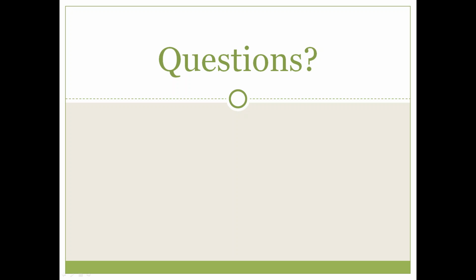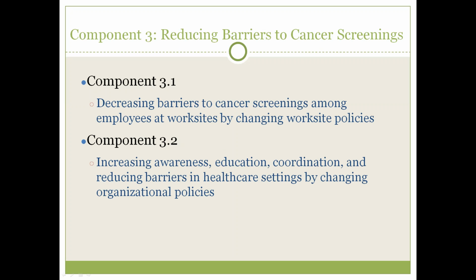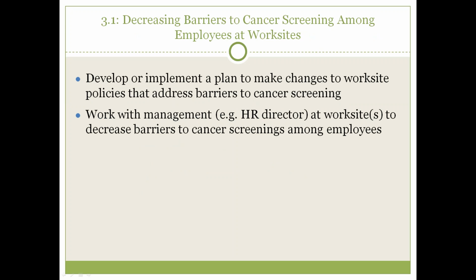Okay, I'm going to continue. Component 3 is reducing barriers to cancer screenings. Within this category, we have 2 components: decreasing barriers to cancer screenings among employees at work sites by changing worksite policies, and component 3.2, increasing awareness, education, coordination, and reducing barriers in healthcare settings by changing organizational policies.